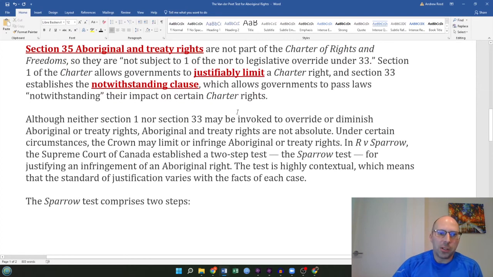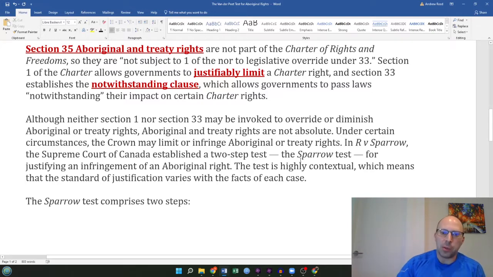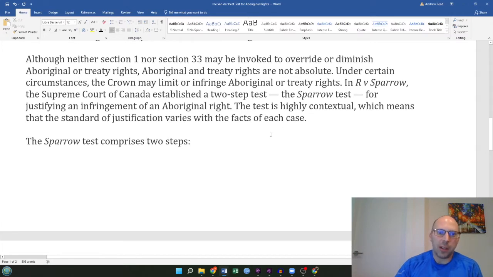So, although neither Section 1 nor Section 33 may be invoked to override or diminish Aboriginal or treaty rights, these rights are not absolute. Under certain circumstances, as shown by the Sparrow two-step test, the Crown can justify an infringement of the Aboriginal right. This test is contextual, which means the standard of justification varies with the facts of each case.